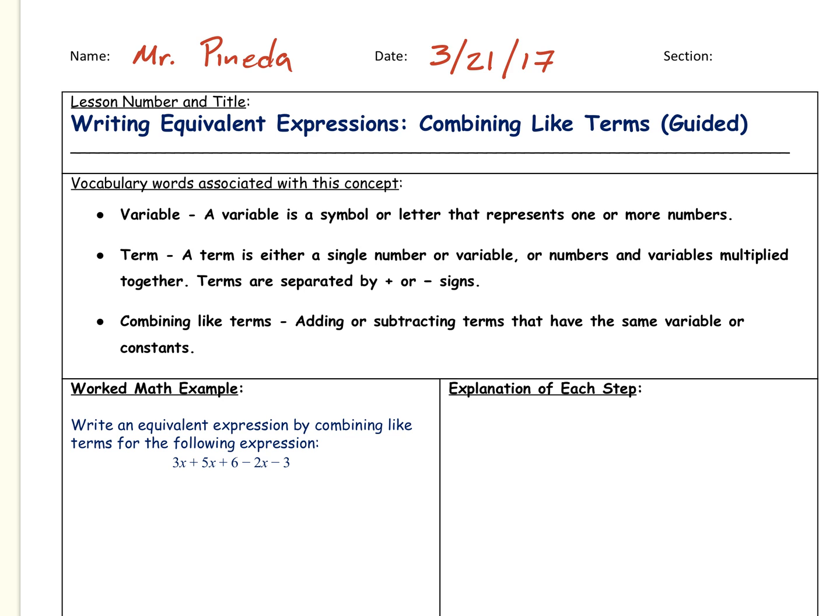Now let's write a quick example. For variables, we usually use x and y. When we're talking about terms, I'm going to write two terms: x plus 2. x is one term and 2 is the second term. And when you are combining like terms, that is when you add x plus 2x, and that gives you 3x.